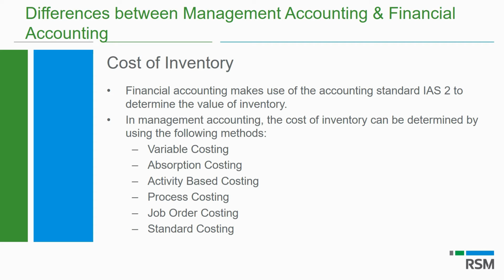For management accounting purposes, the cost of inventory can be determined by using different methods. We have a method called variable costing, where you only allocate the cost of producing one widget to that widget.